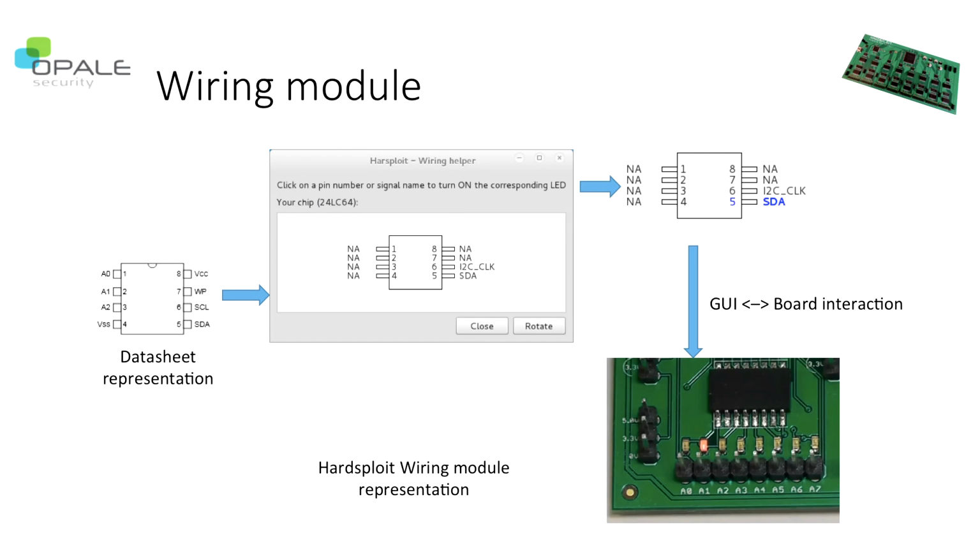Okay, so the important part, it's the wiring helper. It's one of our favorite modules. It helps you connect your target to Hardsploit. And I'm colorblind, so I don't like to try to put the blue and the pink. No, we work by using LED. So here is the datasheet representation of the component.